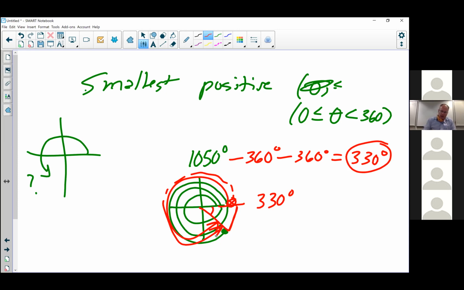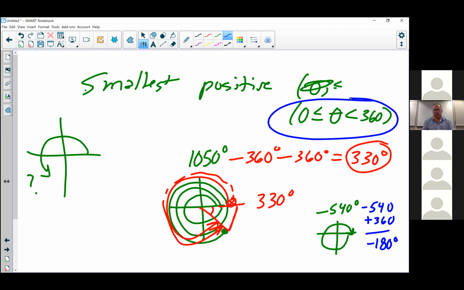Okay. What if I had negative 540 degrees? So think about what that's doing. That's going this way, correct? So negative 540. If we add 360 to it, that's going to give me negative 180. But I want the angle to be between 0 and 360. So negative 180 is the same as what? We're looking to go this way.